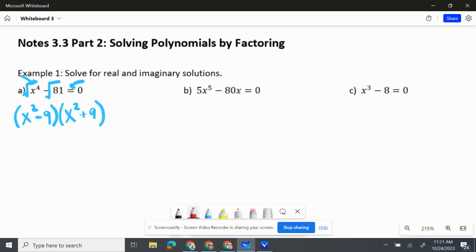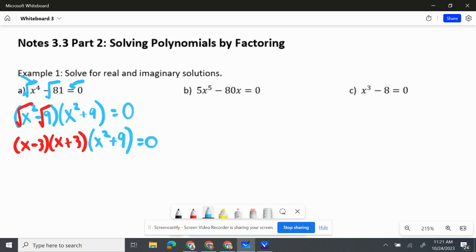Now, our first binomial is a difference of squares again. So that becomes x minus 3 and x plus 3. Our other one just stays as x squared plus 9. Now, since it doesn't factor, we're going to solve it. So I'm going to set it equal to 0. I subtract the 9, and I get x squared is equal to negative 9. And then I take the square root. If we remember from the last unit, when you take the square root of a negative, it becomes i. So that would be plus or minus 3i.